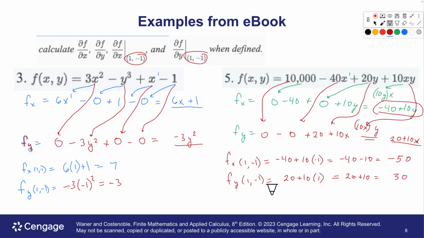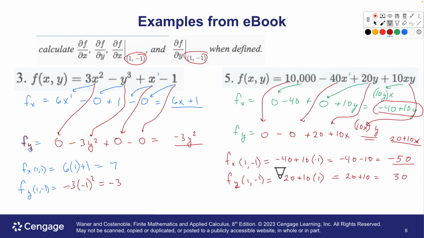So what this is saying is as the function is changing in the y direction by 30 at this particular point. So again, this is a z value, right? It's not that the z is equal to 30, it's that it's going to change by 30. Same thing up here. When in the x direction, at this point 1, negative 1, what is happening to the z value? It is going to be decreasing by 50.